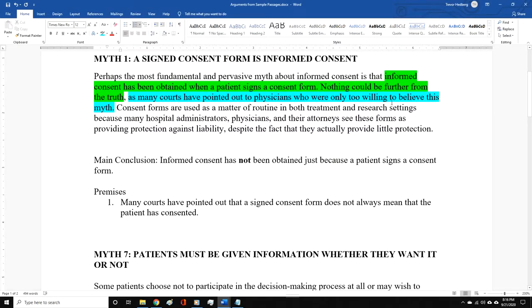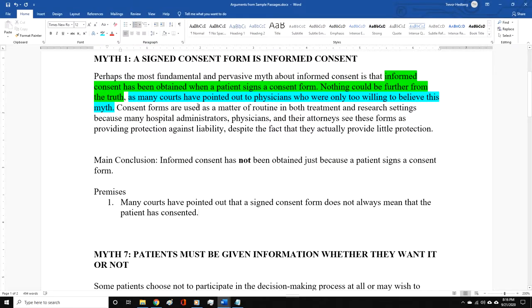It captures the same idea, but it's expressed more clearly than it was in the original text. Now, what about this last part? Consent forms are used as a matter of routine in both treatment and research settings because many hospital administrators... This is going to sound odd, perhaps, given how much content there seems to be here. But essentially what the authors are doing is giving an explanation for why people believe this. Why people might think that a signed consent form is informed consent.